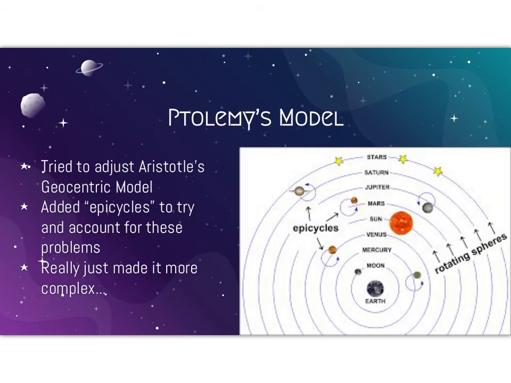Ptolemy came up with an updated model. Sorry, this was a terrible picture, it seems. He only tried to adjust Aristotle's geocentric model. He didn't make up something completely new. What he added was epicycles to try and account for these problems. Really, it just made it more complex. So he said that things were orbiting and they would also spin in their orbit. So kind of corkscrew around, if you will.